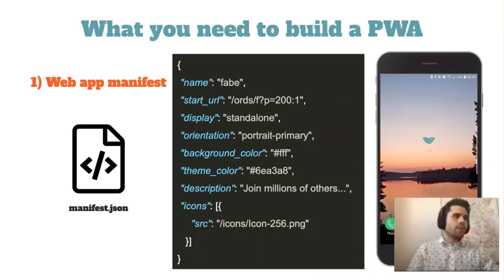You have other more advanced properties, such as orientation, how you want your app to be displayed, either in portrait mode or landscape. You have some colors that you can choose, which define the little loading screen that happens when you click on your app and it's not fully loaded yet. And then a list of icons depending on the size of the icon, and so on and so forth.